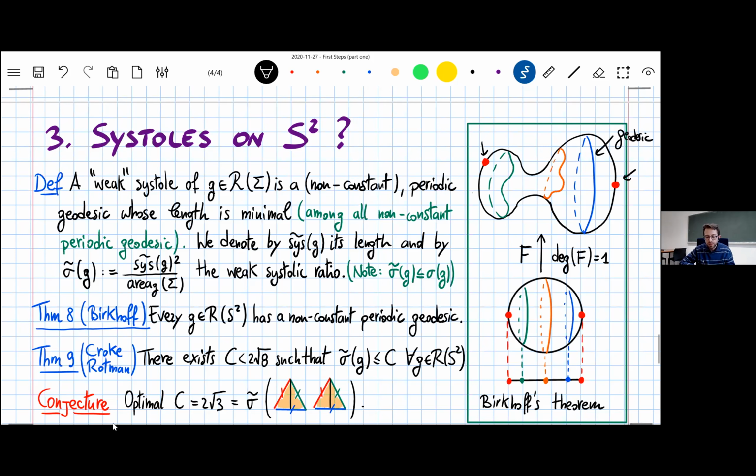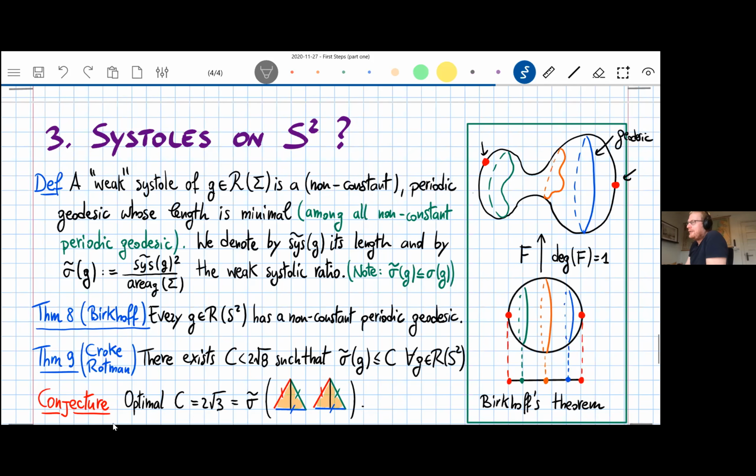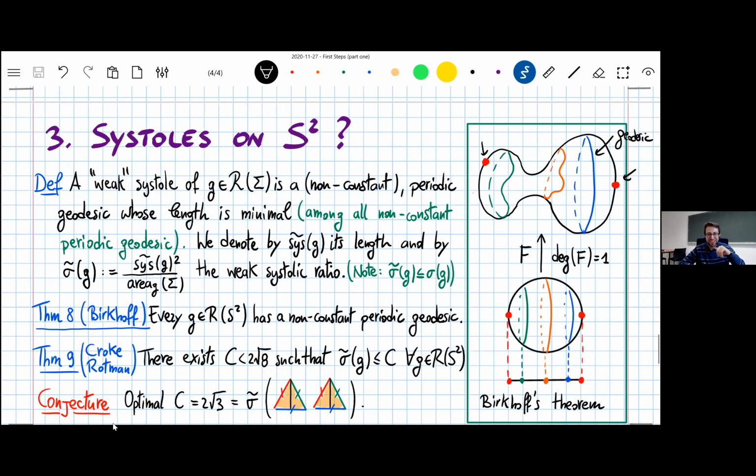Okay, so this... you mean maximize, maybe? You will try to make the length shorter. Oh, you minimize the length of the maximal geodesic, sorry. Yes, right, it's a minimax. Very good, thanks.